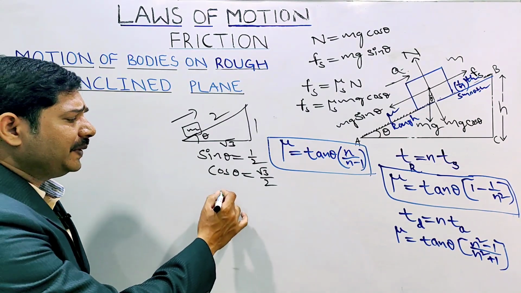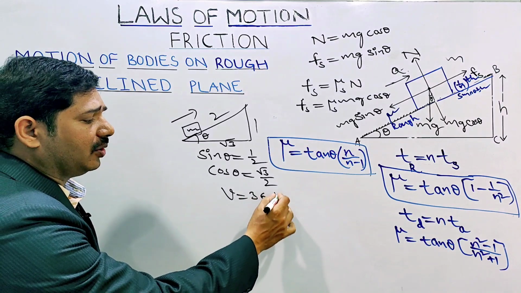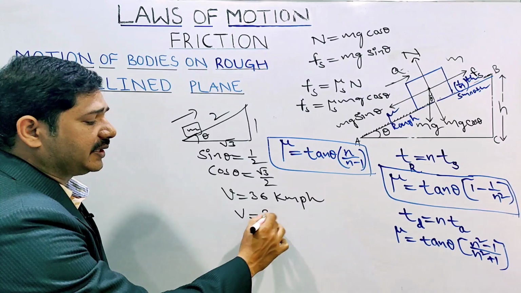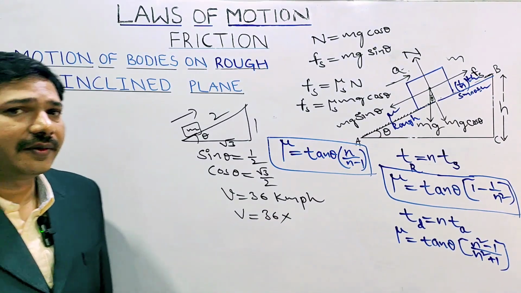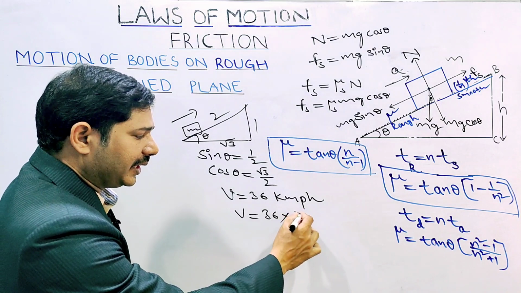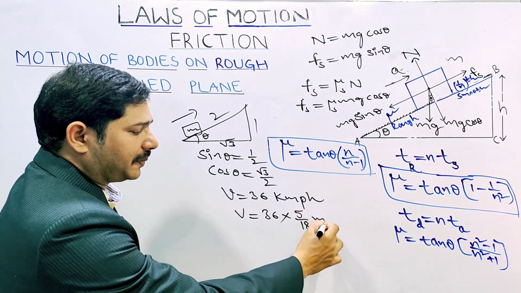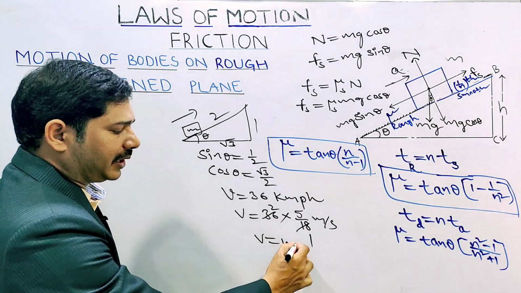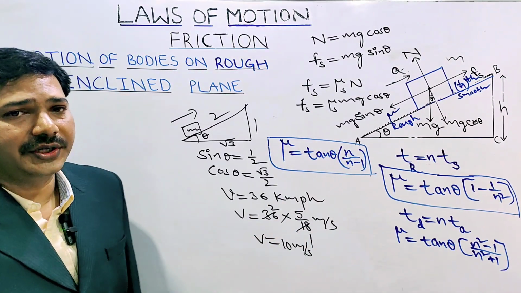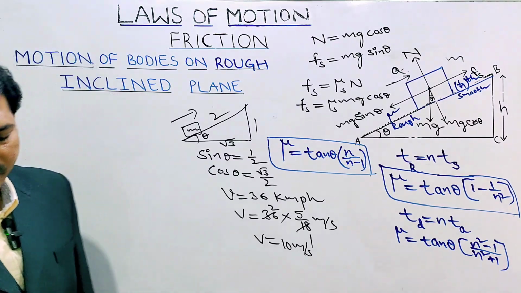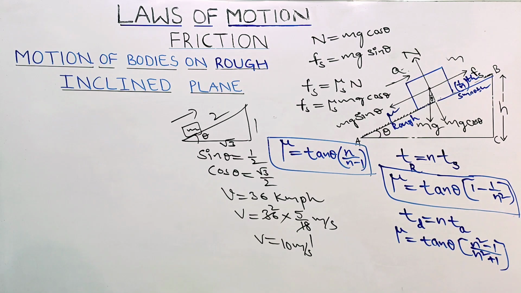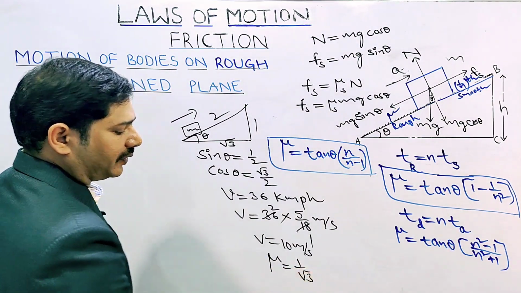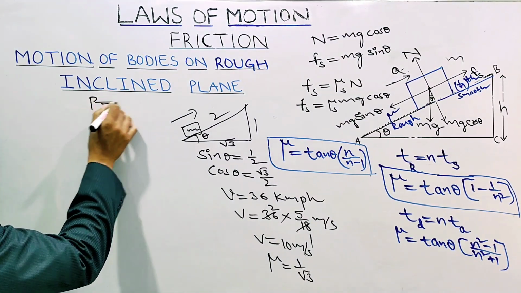And the speed is given, how much? 36 kilometer per hour is given. Convert to meter per second. How to convert kilometer per hour to meter per second? Multiply by 5 by 18. 36 into 5 by 18: 18 twos are 36, 2 fives are 10. So 10 meter per second is the speed. Okay, and the coefficient of friction is also given, mu is 1 by root 3. Okay, what they are asking: power.